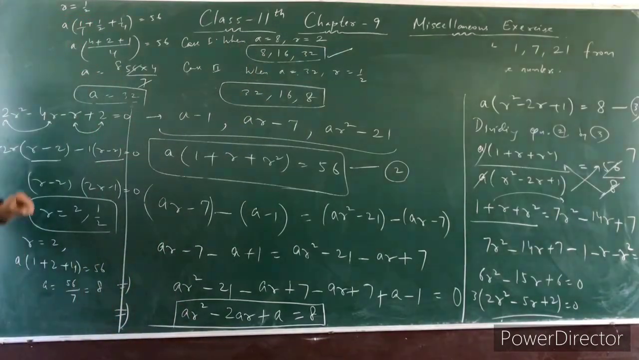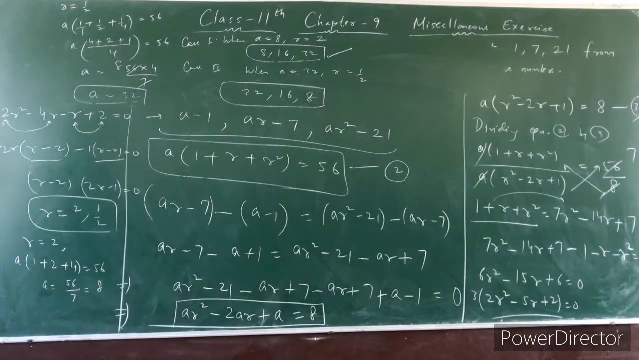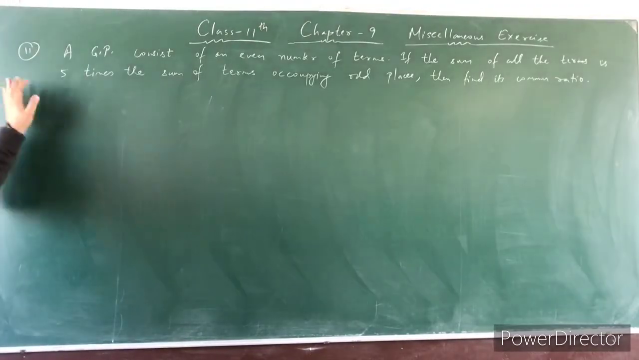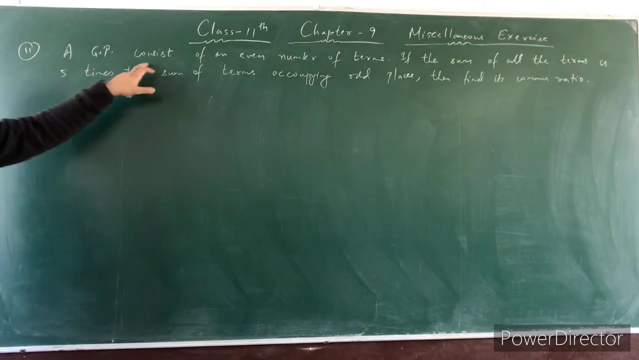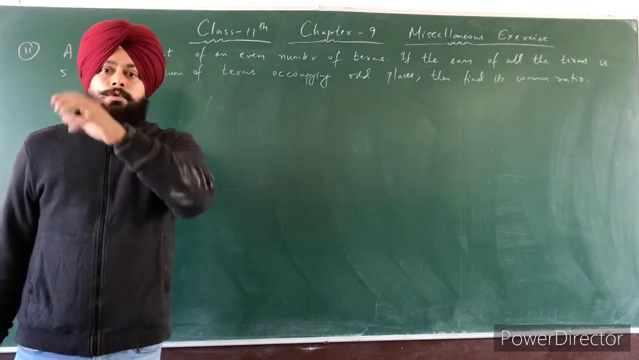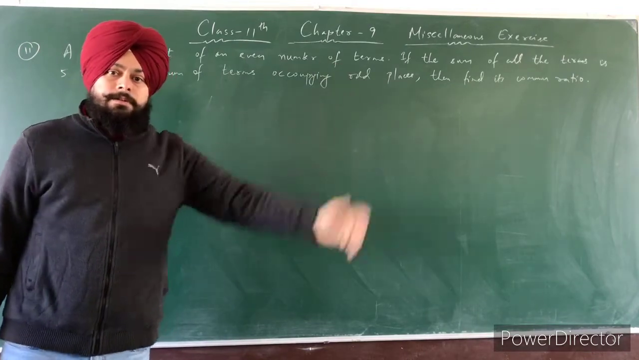So this is your question number 10. Next, this is your question number 11. The question is: a GP consists of an even number of terms. So an even number of terms means like 4, 6, 8, 10, etc.